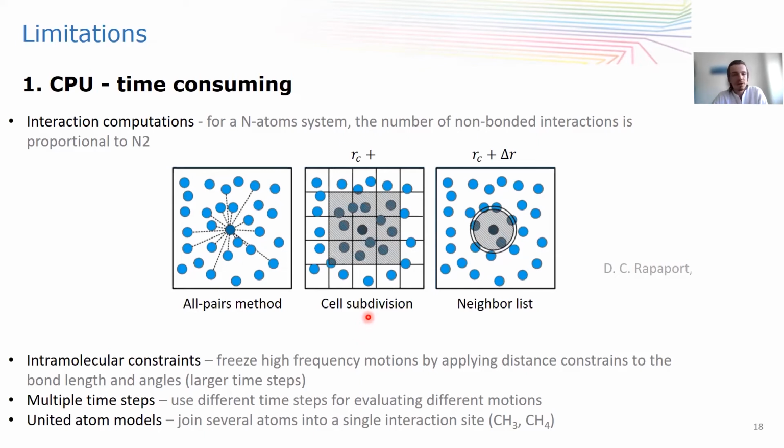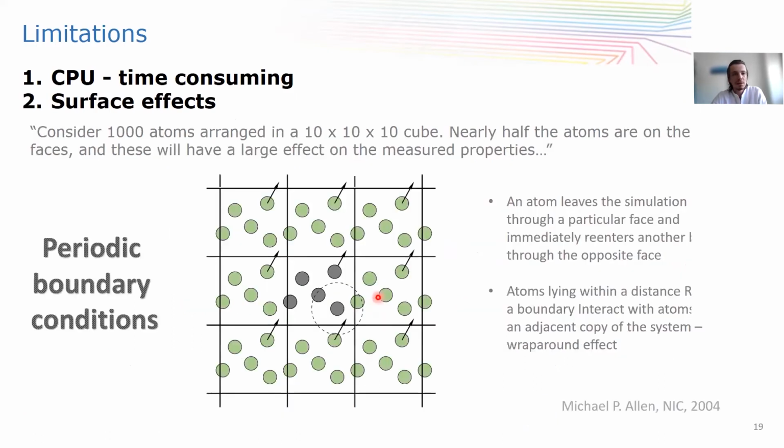Next limitation is about the surface effect. Let's consider 1,000 atoms arranged into a 10 by 10 by 10 cube, and we see nearly half of these atoms will be on the outer faces, and these will have a large effect on the measured properties. So how can we avoid this?